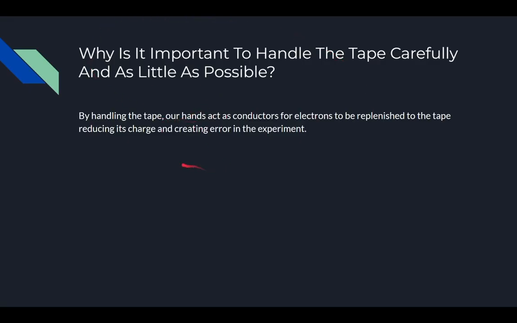And it's important to handle the tape as little as possible because our hands act as conductors for electrons, which cause it to be replenished to the tape and reduce its positive charge, creating error.